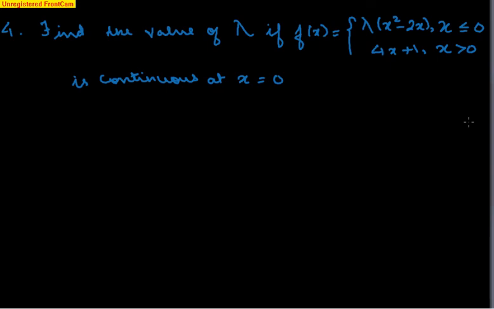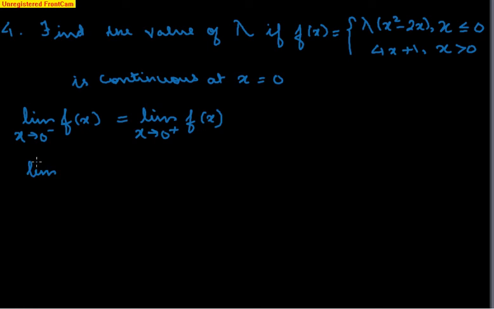Now we are dealing with a new type of question where we have to find the value of the unknown variable. As you can see in the question, lambda is the unknown variable here. We have the question as: find the value of lambda if f(x) is equal to lambda x square minus 2x if x is less than equal to 0, and if x is greater than 0 the function is 4x plus 1, and it is given to us that the function is continuous at x equal to 0. Now because the function is continuous at x equal to 0, the limit x tending to 0 minus of the function is equal to the limit x tending to 0 plus of the function.